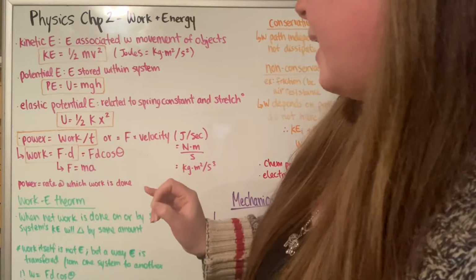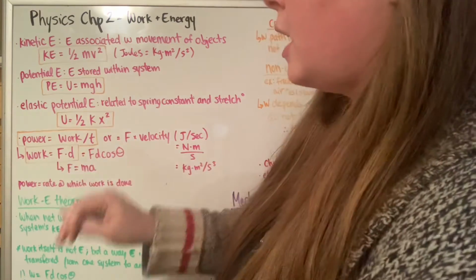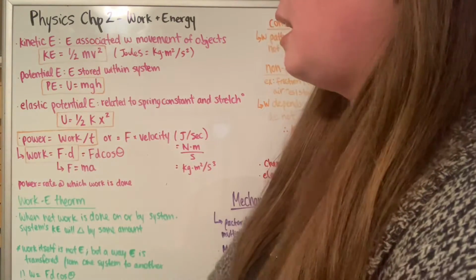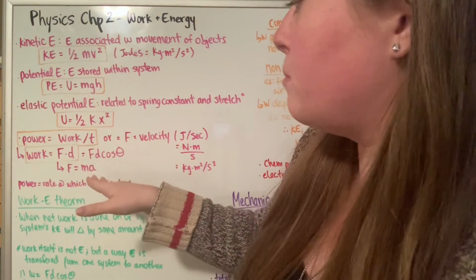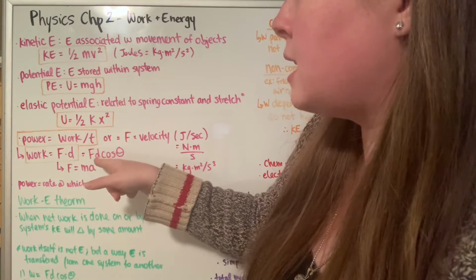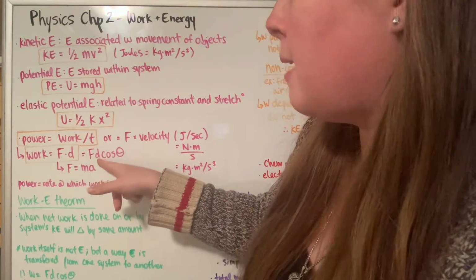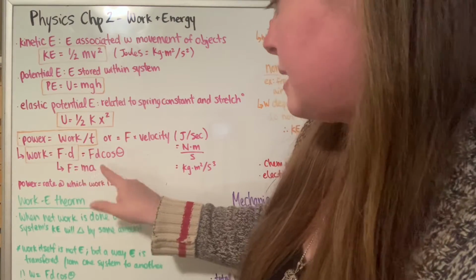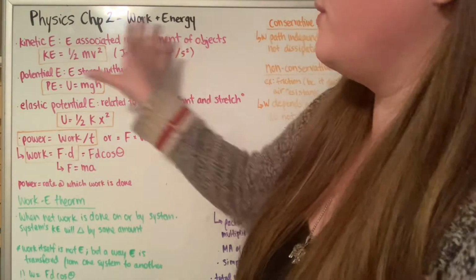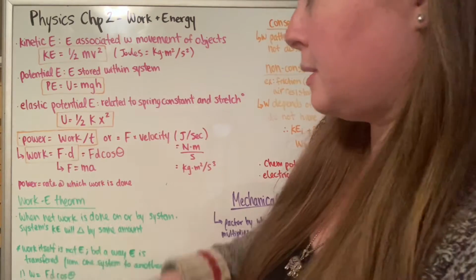So where were we? Okay, so work is actually the dot product of force dot displacement, and that also means force times displacement times cos theta. And we know force is equal to mass times acceleration. So those are our first set of formulas, okay?